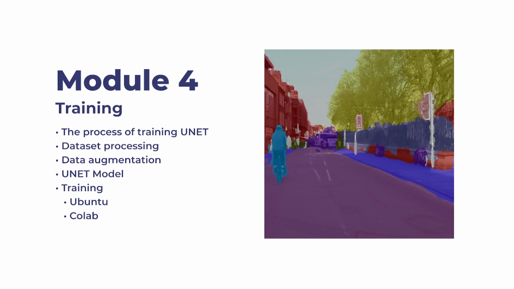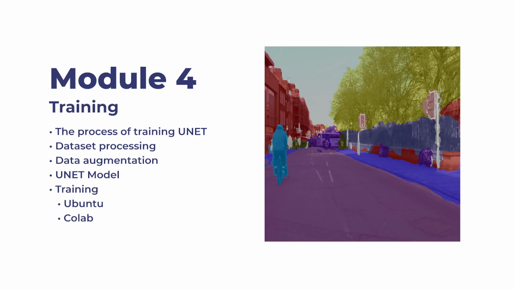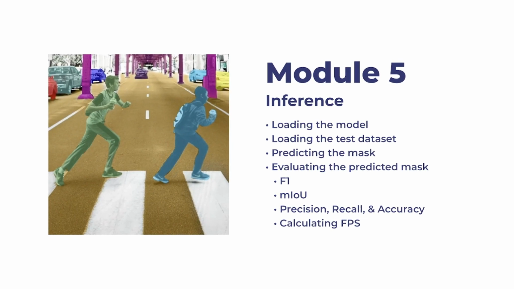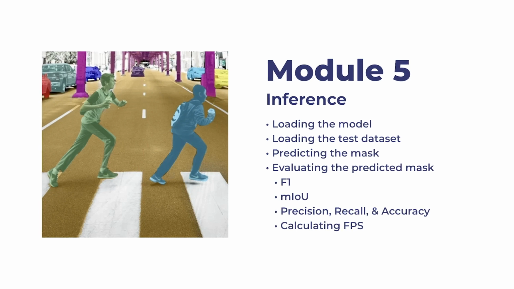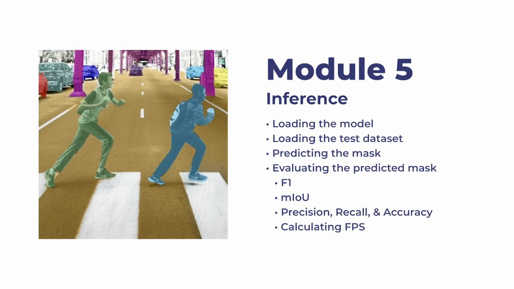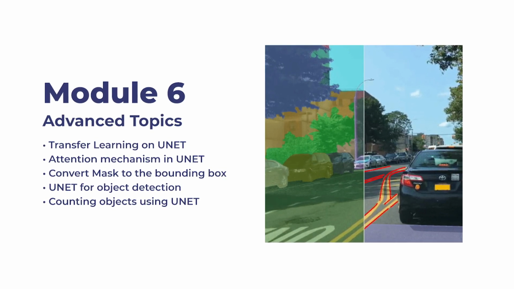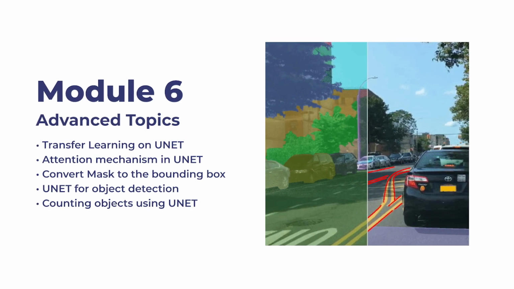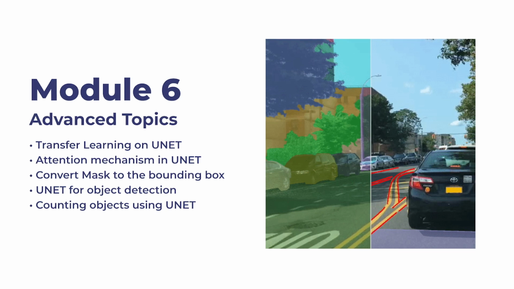During the fourth module, we'll learn the process of training a UNET model. We'll also learn dataset processing and augmentation. All of this in both Ubuntu and Colab. During module 5, we will load a model, test the dataset, conduct the predictions, and evaluate the predicted masks. Finally, we'll be calculating the speed in terms of frames per second. Module 6, advanced topics. During this module, we'll learn transfer learning and attention mechanisms on UNET. We'll learn the correct way to convert the mask into bounding box coordinates for object detection.